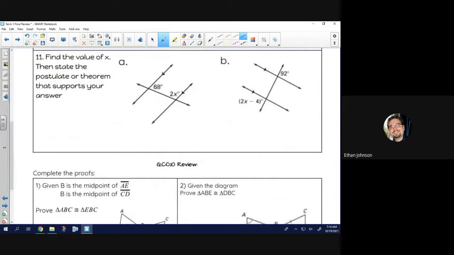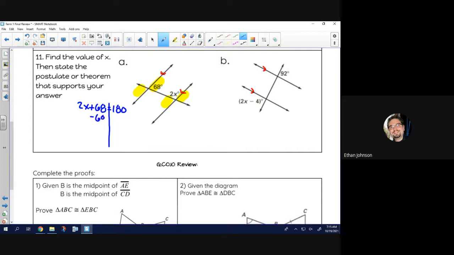In problem 11, it says find the value of x, then state the postulate or theorem that supports your answer. Now notice how both of these have those arrows, meaning we already have parallel lines. We are not going to use a converse statement. So we can do our highlight trick. Same color, set equal, different colors, add to 180. So in this first one, add to 180. So 2x plus 68 equals 180.